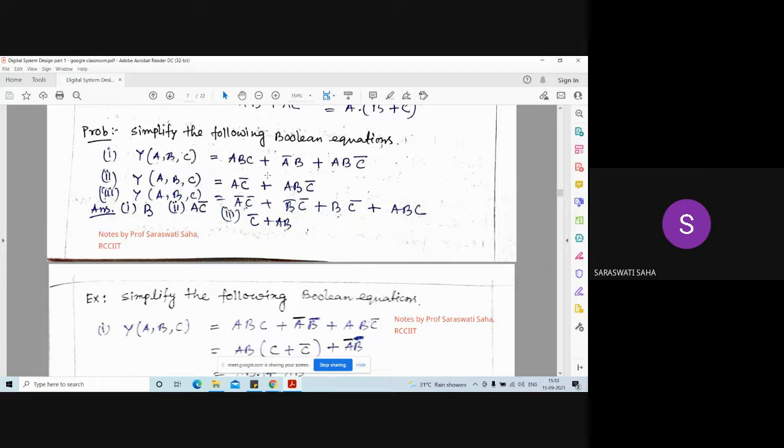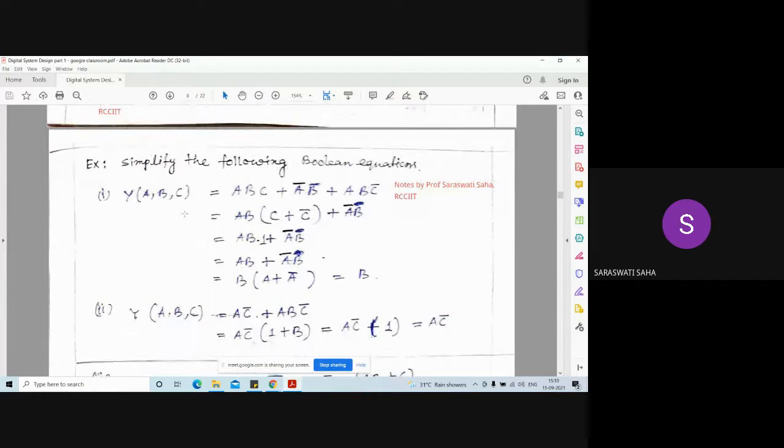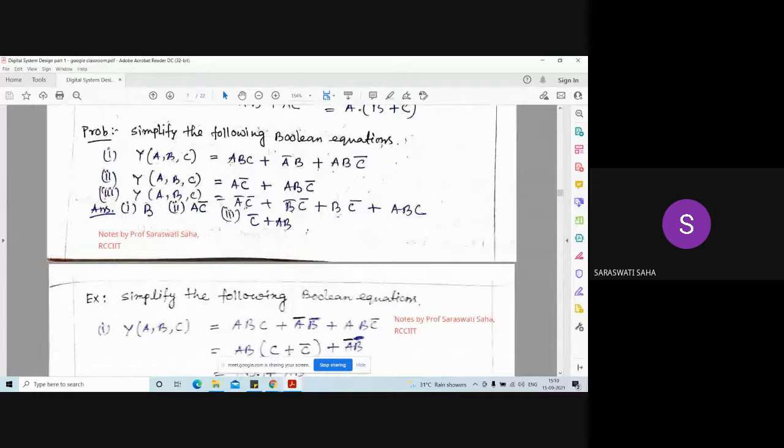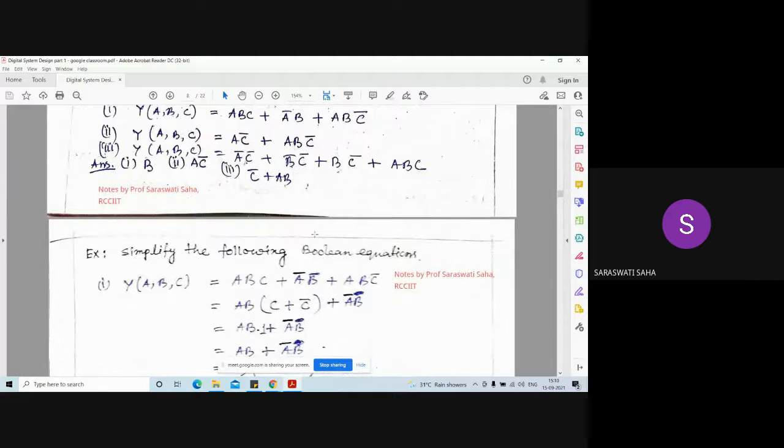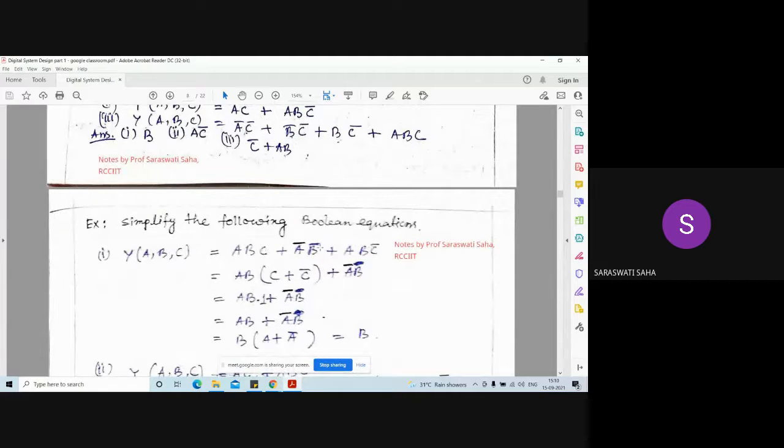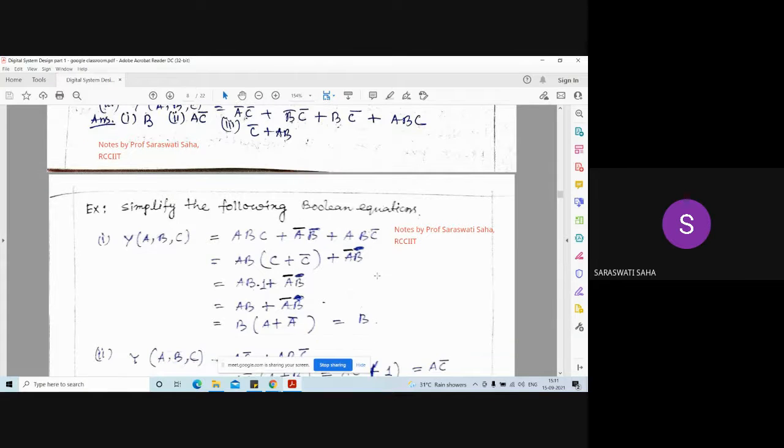So now how can we simplify the output expression for minimization? To simplify this equation, we will take the help of Boolean laws. Now see, first one, ABC plus A bar B plus AB C bar. Okay, ABC plus A bar B plus AB C bar. This term will be actually B bar, A bar B. So how can we minimize this?